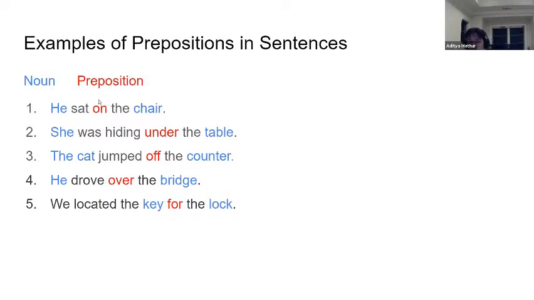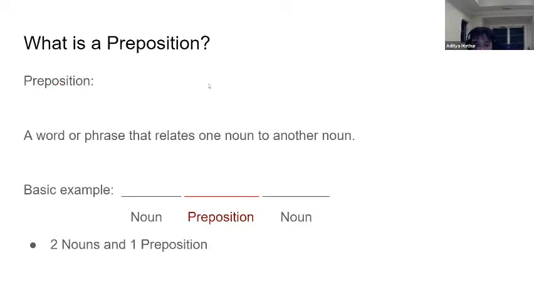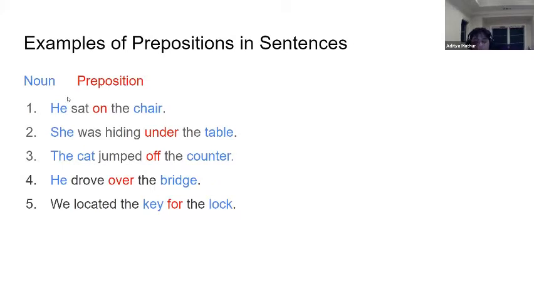And what this preposition in red is doing is relating he and the chair. This preposition is saying that he is on the chair. It is relating two nouns. Remember, if we go back, we have the preposition in the middle, noun over here, noun over here, and all of it is related. So this preposition is saying that he is on the chair.